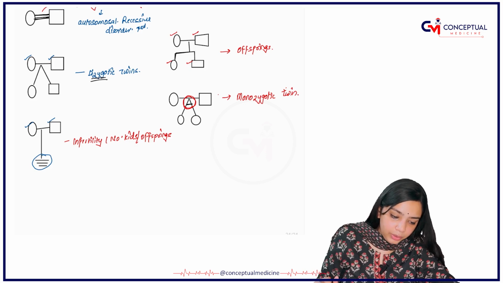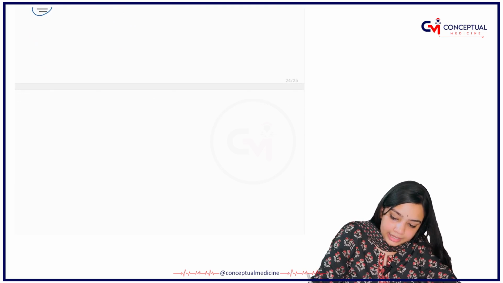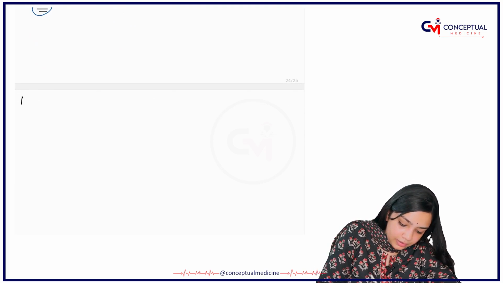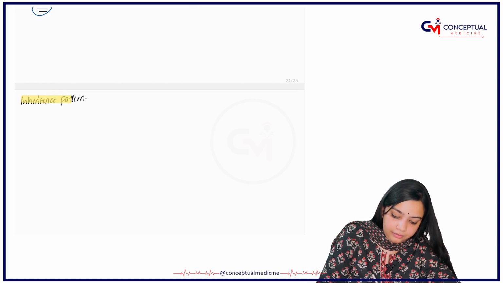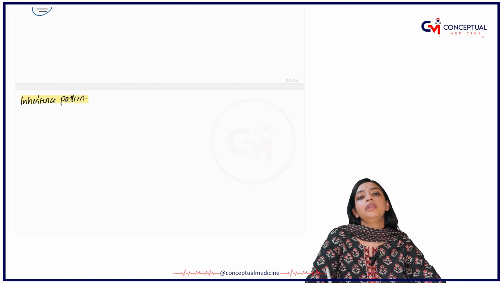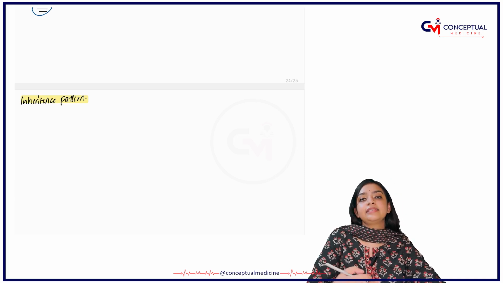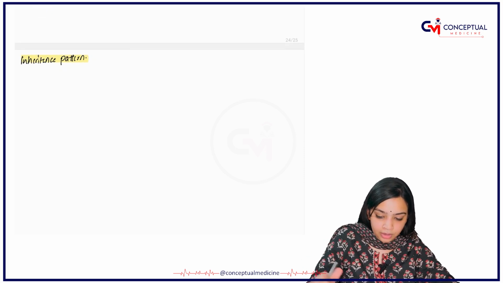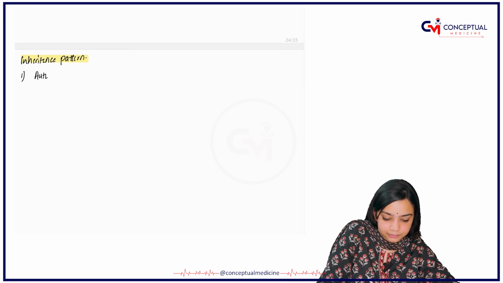Now next thing that you need to understand is about the inheritance pattern. What are the inheritance patterns that we have? We have autosomal dominant, autosomal recessive, X-linked dominant and X-linked recessive, right? So first let's learn about the autosomal dominant.